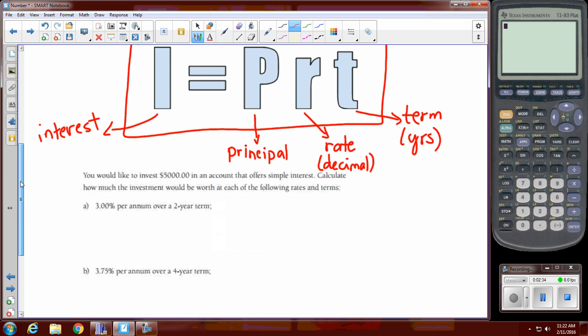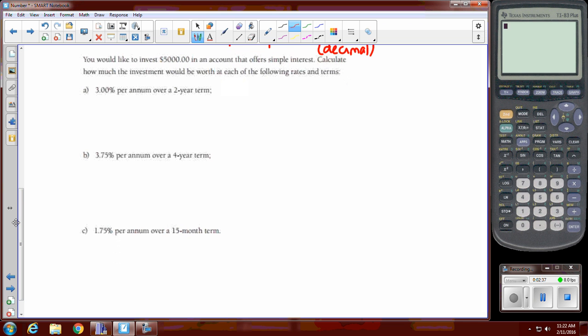And we're going to examine this through three little examples here. So we've got, you want to invest $5,000 into an account that gives you simple interest. It says calculate how much the investment would be worth at each of the following rates and terms. So we have three different questions. One at 3% for 2 years, one at 3.75% for 4 years, and then one at 1.75% for 15 months. So we're going to look at how we can do this using the simple interest formula. So that is I equals the principal times the rate times the time.